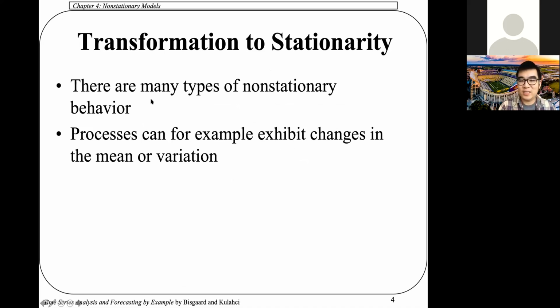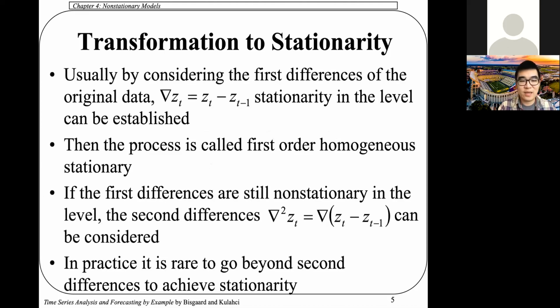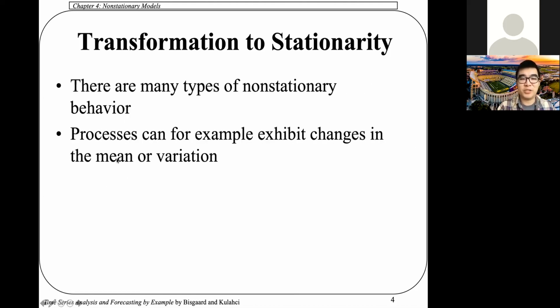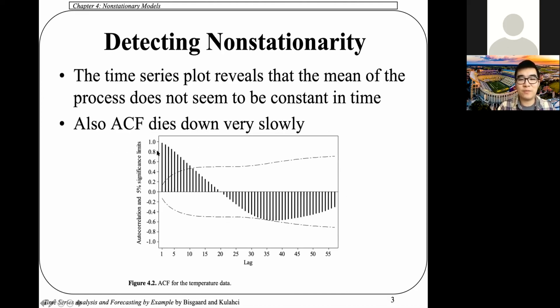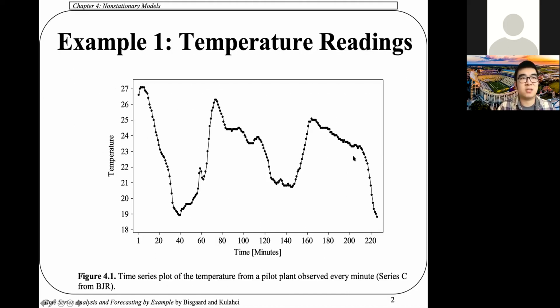As I discussed earlier, there are many types of non-stationary behavior just by looking at the raw data. For example, it has changes in the mean and changes in the variation. For the purpose of this chapter, we will mainly focus on the changes in the mean. For now, we will ignore the heteroscedasticity of the variance of the data and just focus on the change of the mean.